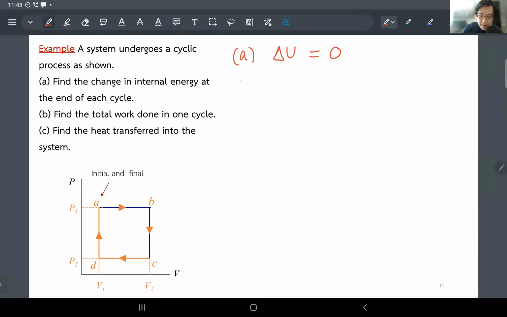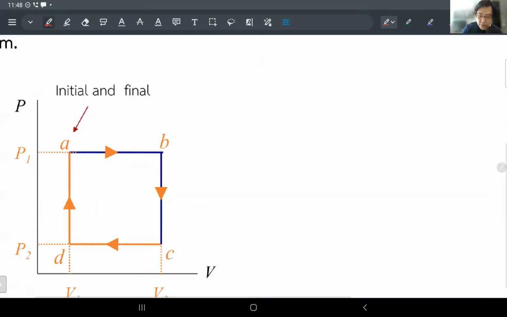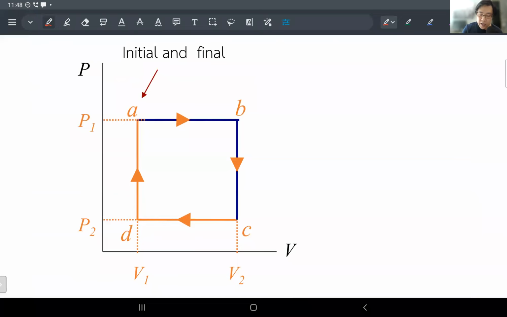Nice. Part B: what about the total work done in one cycle? This one is not bad either. Going from A to B, the work done is going to be the area under the curve, so I can just figure out the area under the curve here. That's from A to B.